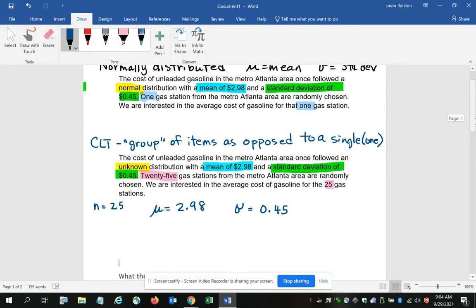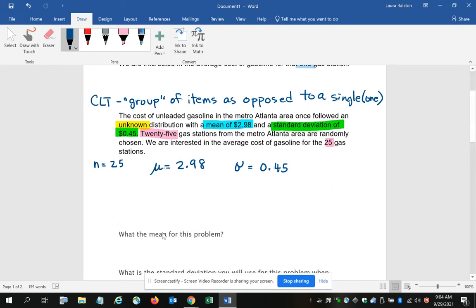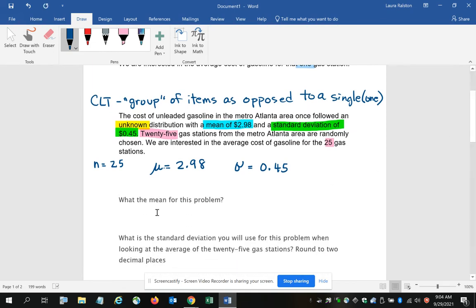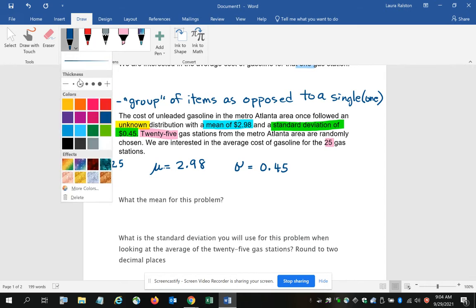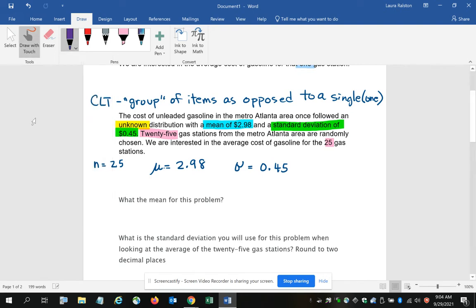But then we have to apply the central limit theorem. So the first question that you see in the problem set here asks you what is the mean for this problem. Well, even though we've realized we need to apply the central limit theorem, another consequence of the central limit theorem is that the mean of the sample for the single is the same as it is for the group. Remember, we indicate the group with a little subscript of x bar. So the mean of the sample is the same as the mean of the sampling distribution. That's how you say it.